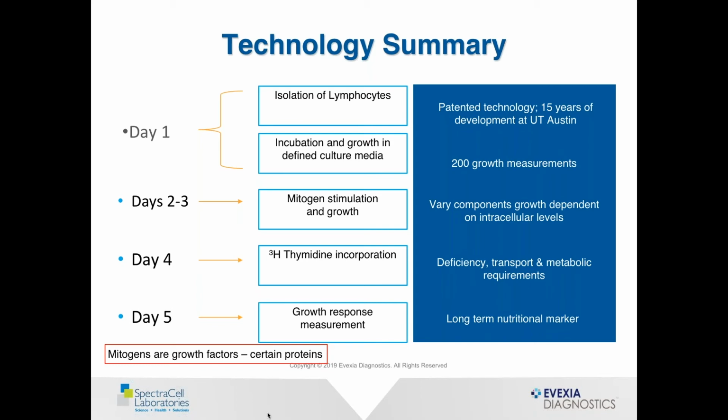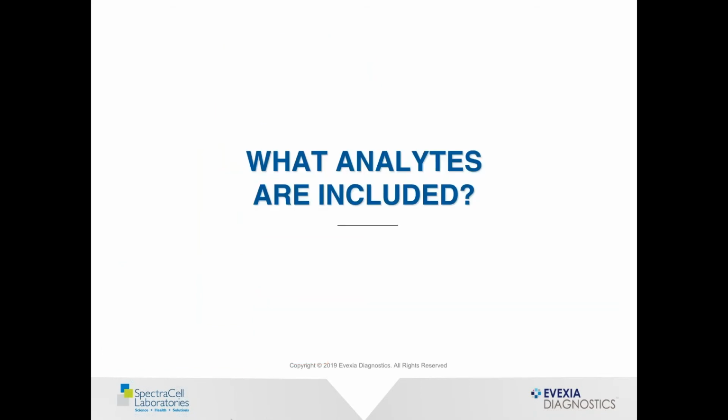So as you see over on the right, there's this patented technology. There's over 200 growth mediums. There's various components of growth depending on the intracellular levels, and then they will assess on day 4 for deficiencies, transport, and metabolic requirements, and then give you a long-term assessment of the nutritional status of the individual, the blood that you went ahead and sent in.